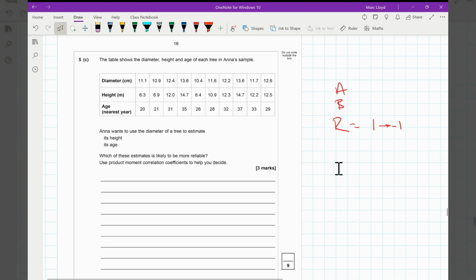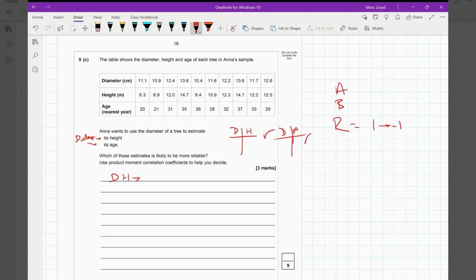Because what you're effectively doing for part C, it says the table shows the diameter, height, and age of each tree in Anna's sample. Anna wants to use the diameter of a tree to estimate either its height or its age. Which of these estimates is likely to be more reliable? So is it diameter to height, or is it diameter to age? You put your diameters and your heights into your calculator and work out the R value. Then you do diameter and age in your calculator and work out that R value.